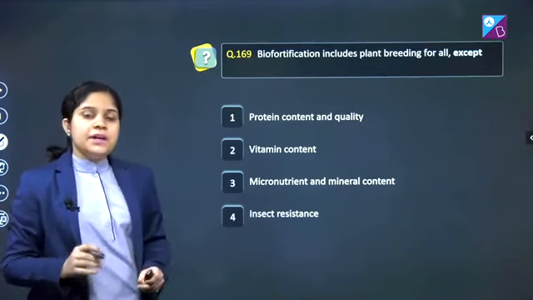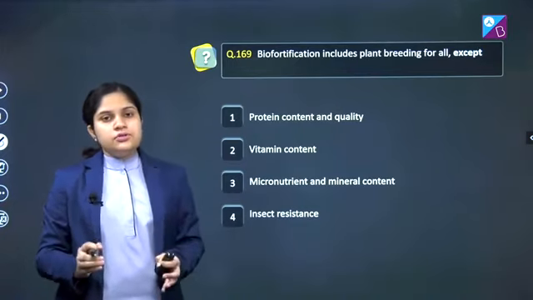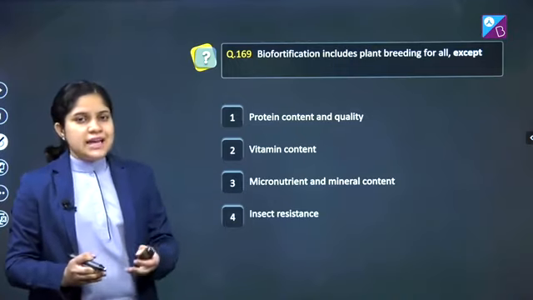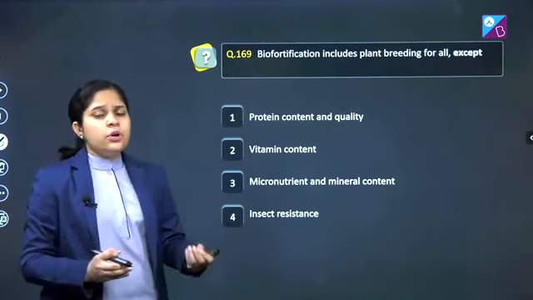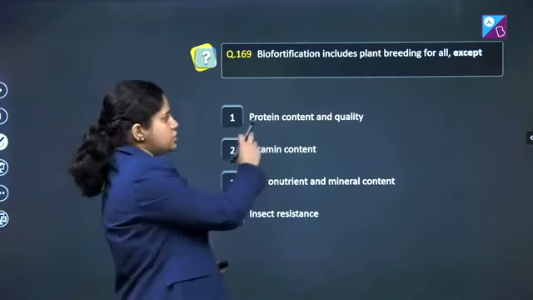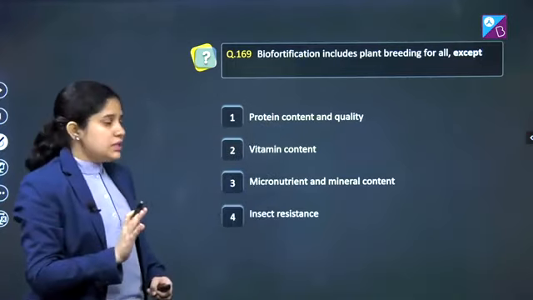Question number 169. Biofortification includes plant breeding for all except. Question solve करने से पहले we should know what is biofortification. Biofortification refers to the breeding of crops with higher content of vitamins, minerals, healthier fats, protein quantity and quality. So let's see the options. First is protein content and quality. This is true for biofortified plants.